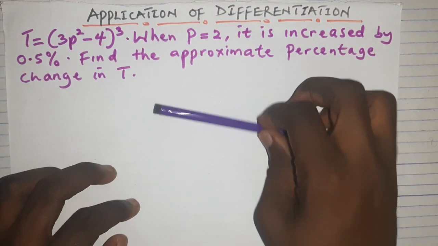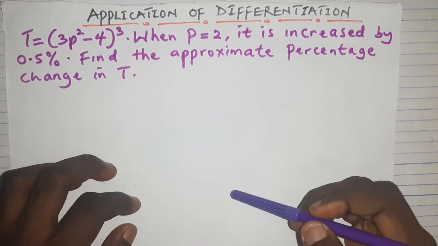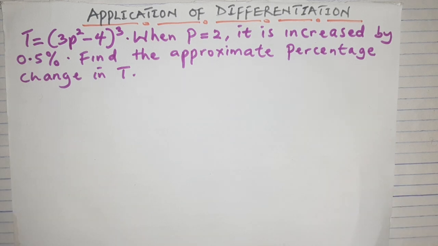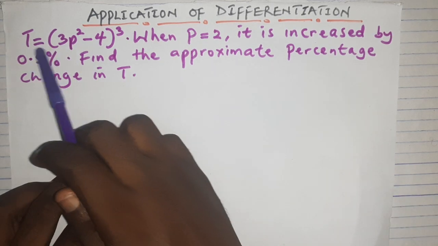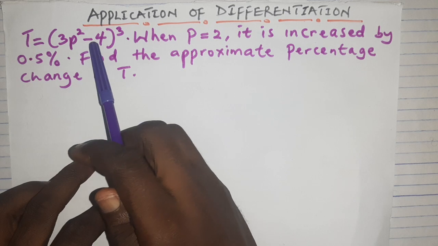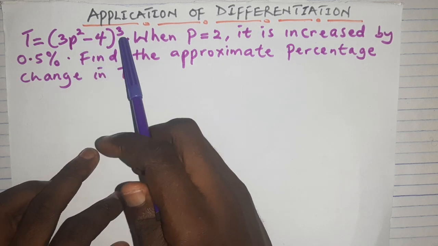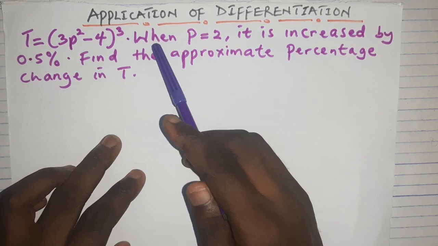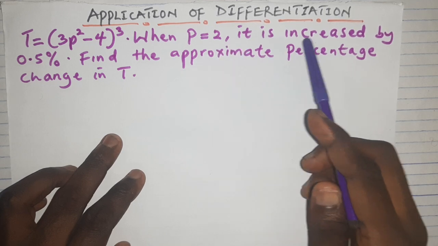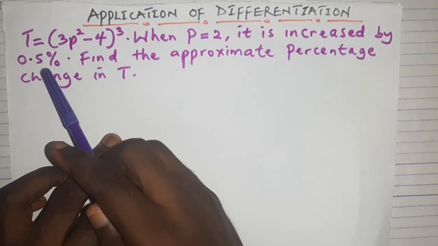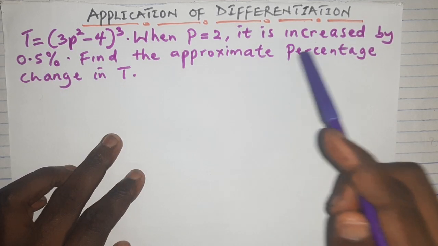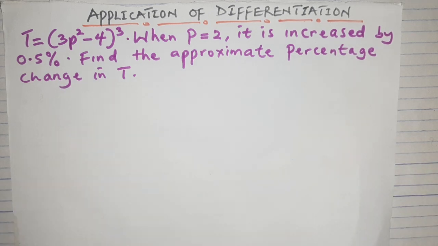Okay, so we have this interesting question here under applications of differentiation. We have t equals t of p squared minus 4, all in bracket raised to power 3. And it says when p equals 2, it is increased by 0.5%. Find the approximate percentage change in t.